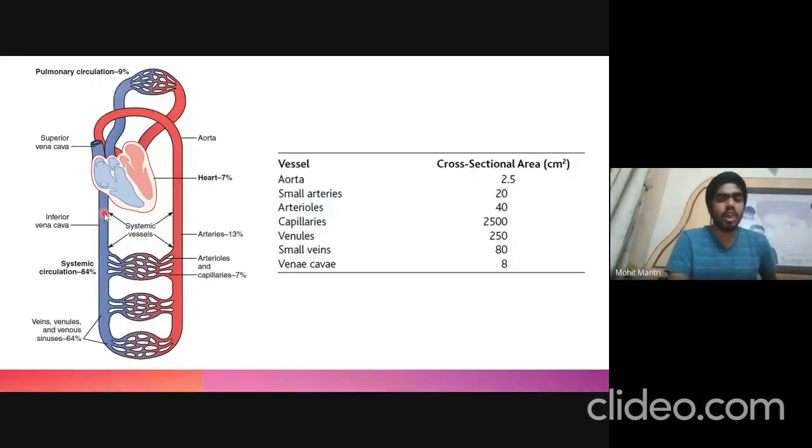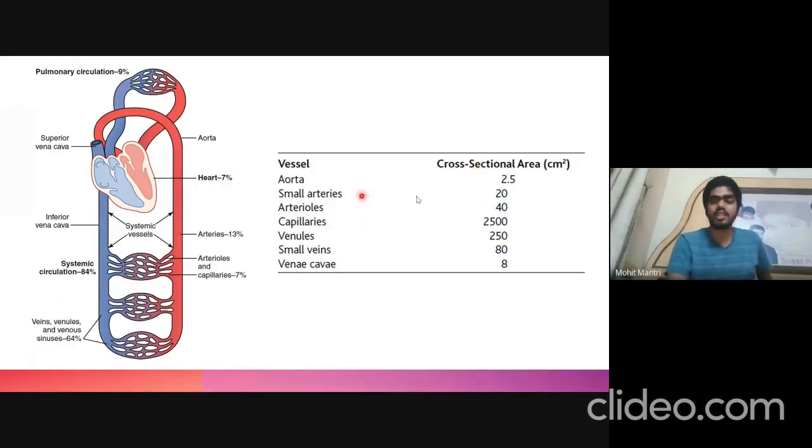So this is the double circulation. Most of the blood in the circulatory system is present inside the veins and the venules or the venous sinuses. More than 60% of the blood remains in the veins. Only 7% of the blood flows through arterioles and capillaries, and the rest 13% is inside the arteries, and other than that 7% inside the heart. Also the pulmonary circulation, which is the lungs, contains 9% of the blood, and the rest 7% is in the heart, and the rest 84% in the other tissues in the systemic circulation.